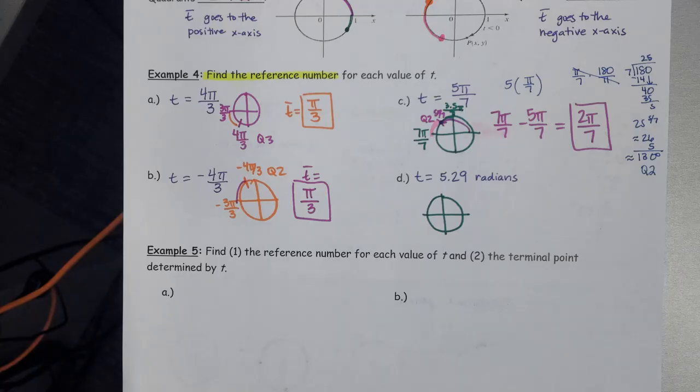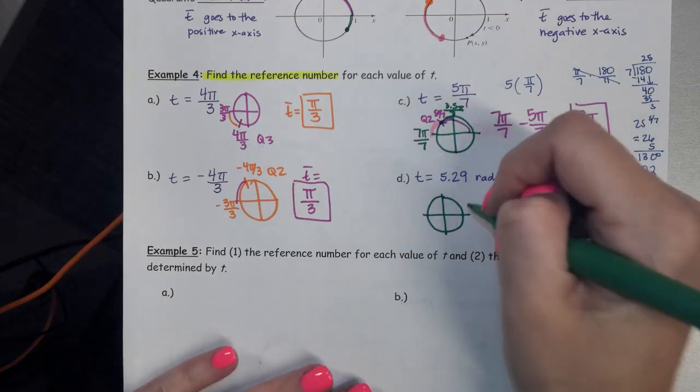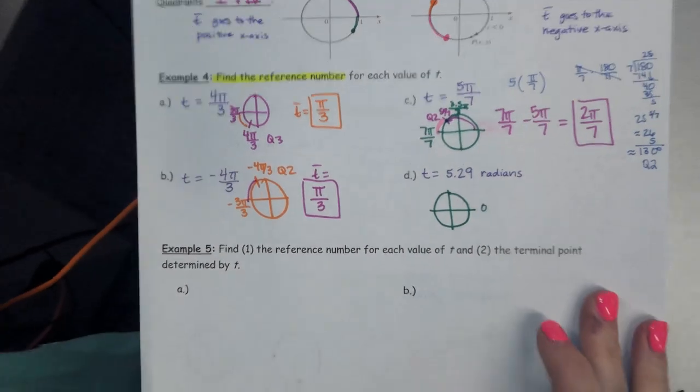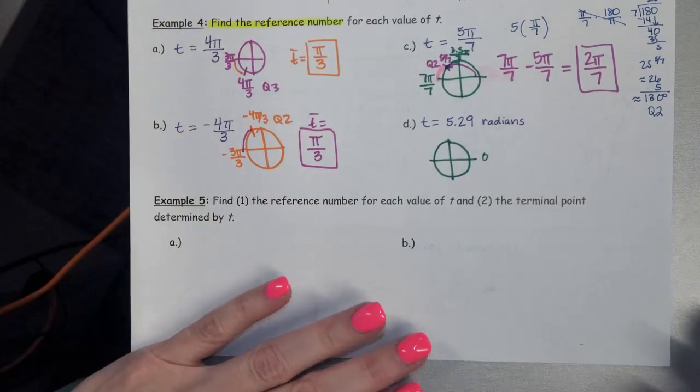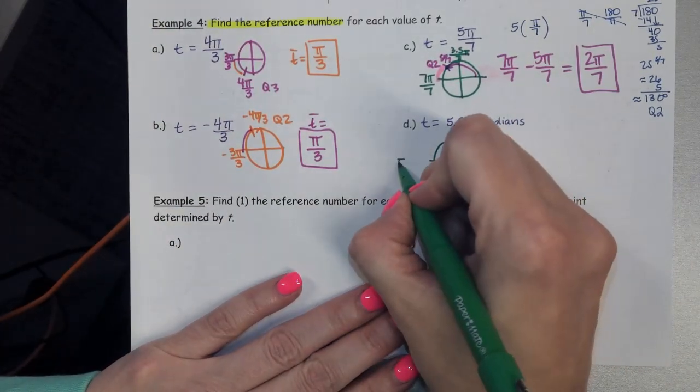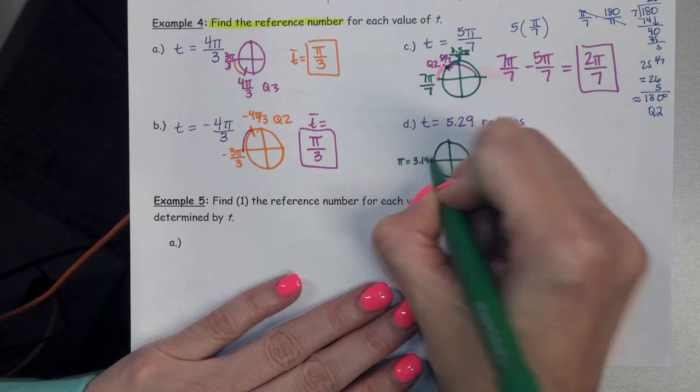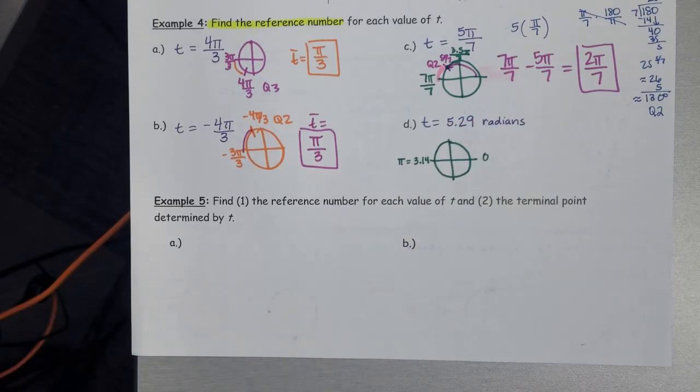Okay, if you're unsure where to start, think about pi, right? Nope, it doesn't have the pi in it. Okay, so we know that it starts at 0. What do you guys think pi is as a number? 3.14, right? So if pi is 3.14, that's how many radians it is. That's what it is as a decimal. How can we figure out what these other places are?